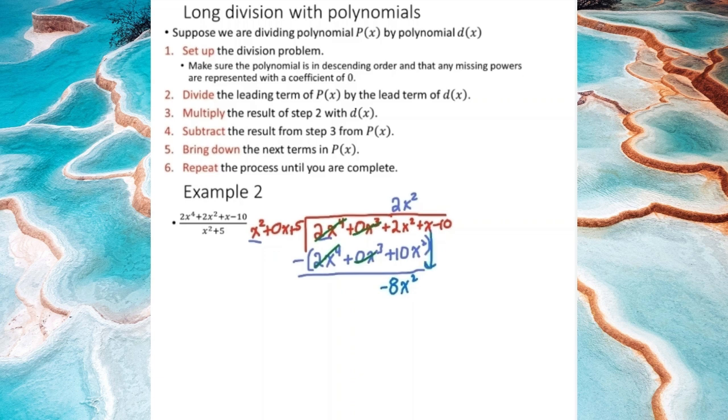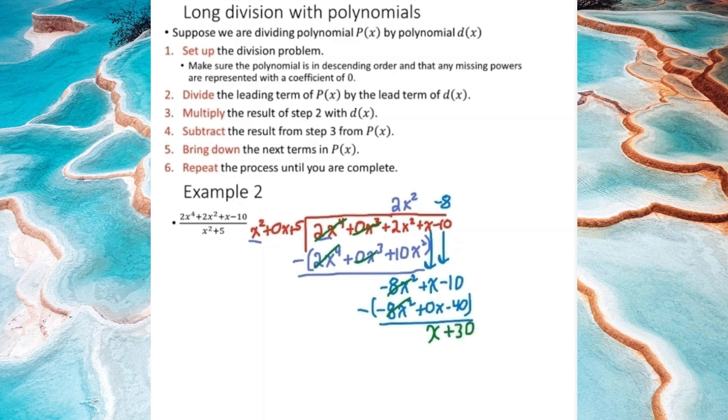Now we'll bring down the x, but we only have 2 terms while the divisor has 3, so we'll also go ahead and bring down the negative 10. Now we'll repeat the process. Negative 8x squared divided by x squared is negative 8. Multiply negative 8 with x squared plus 0x plus 5. Now we subtract. The negative 8x squareds cancel. X minus 0x would be x. Negative 10 minus negative 40, positive 30.